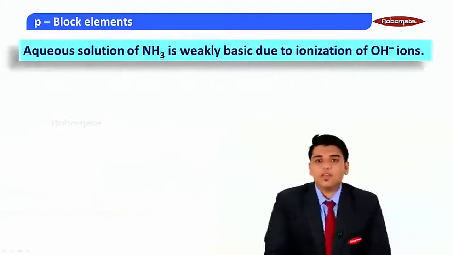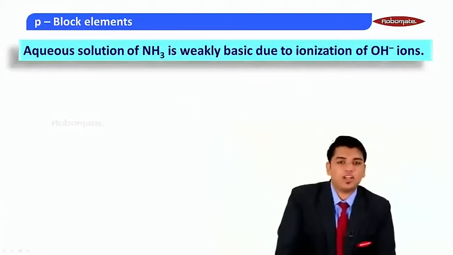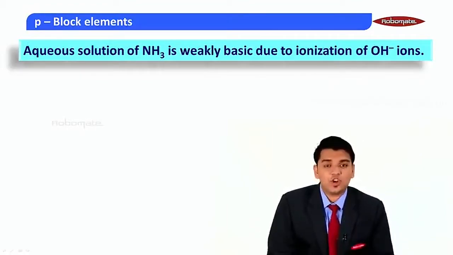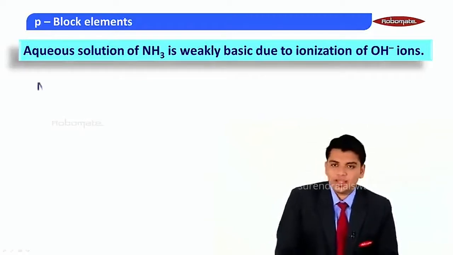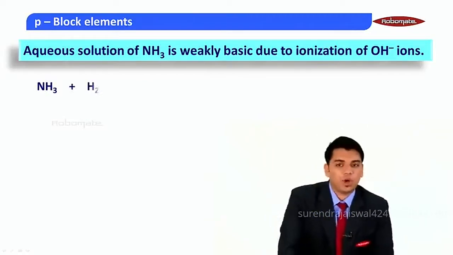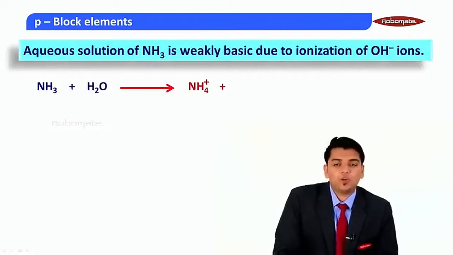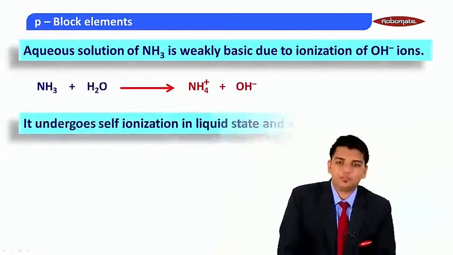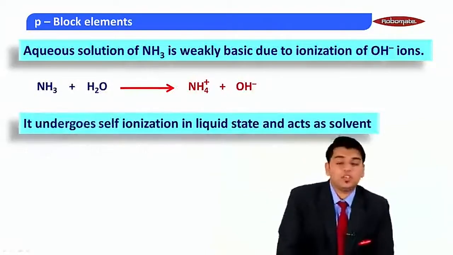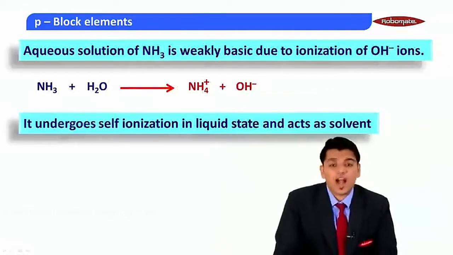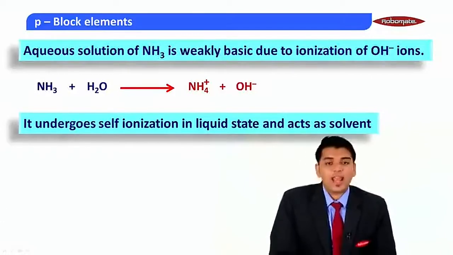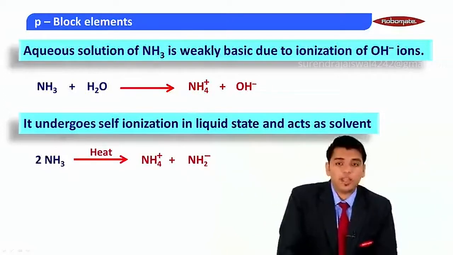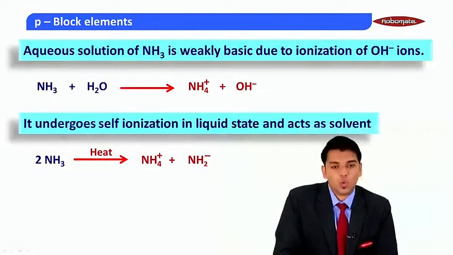Moving ahead, this aqueous solution of ammonia is weakly basic. Why? It is because of the ionization of OH minus ions. That is, when I take ammonia and put it in water, what we get is NH4 plus and OH minus, that is ammonium ion and hydroxyl ion. Also, ammonia undergoes self-dissociation or self-ionization in liquid state and acts as a solvent. This ammonia dissociates itself to give NH4 plus and NH2 minus.